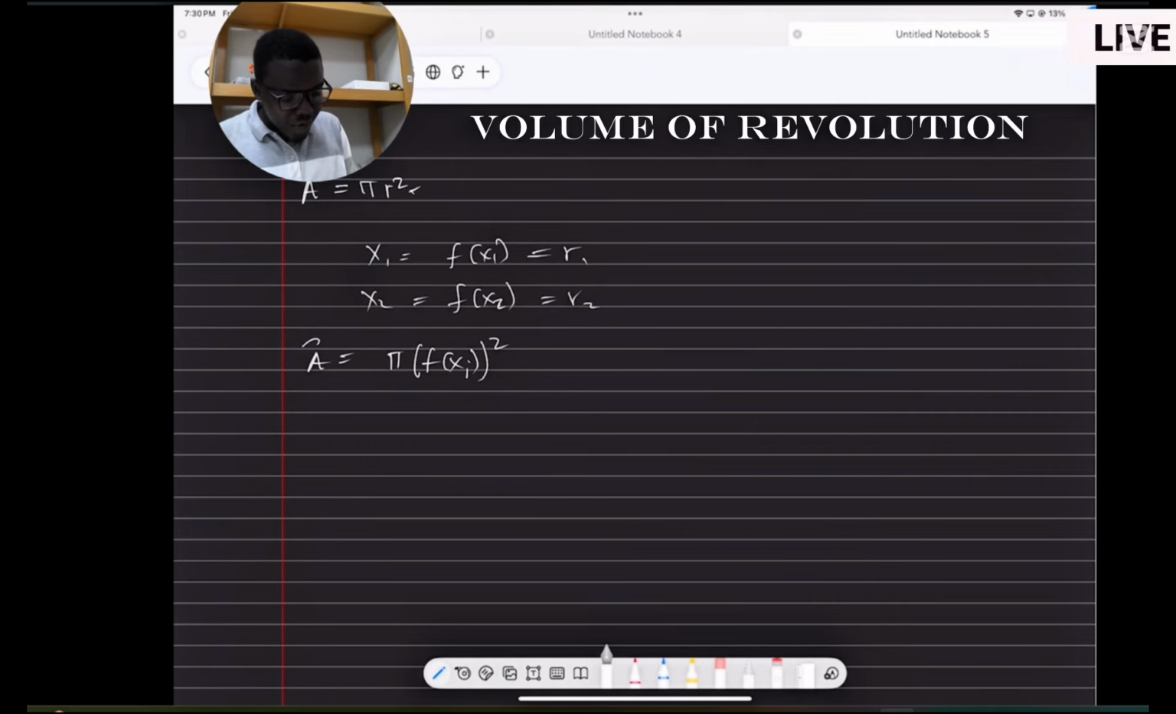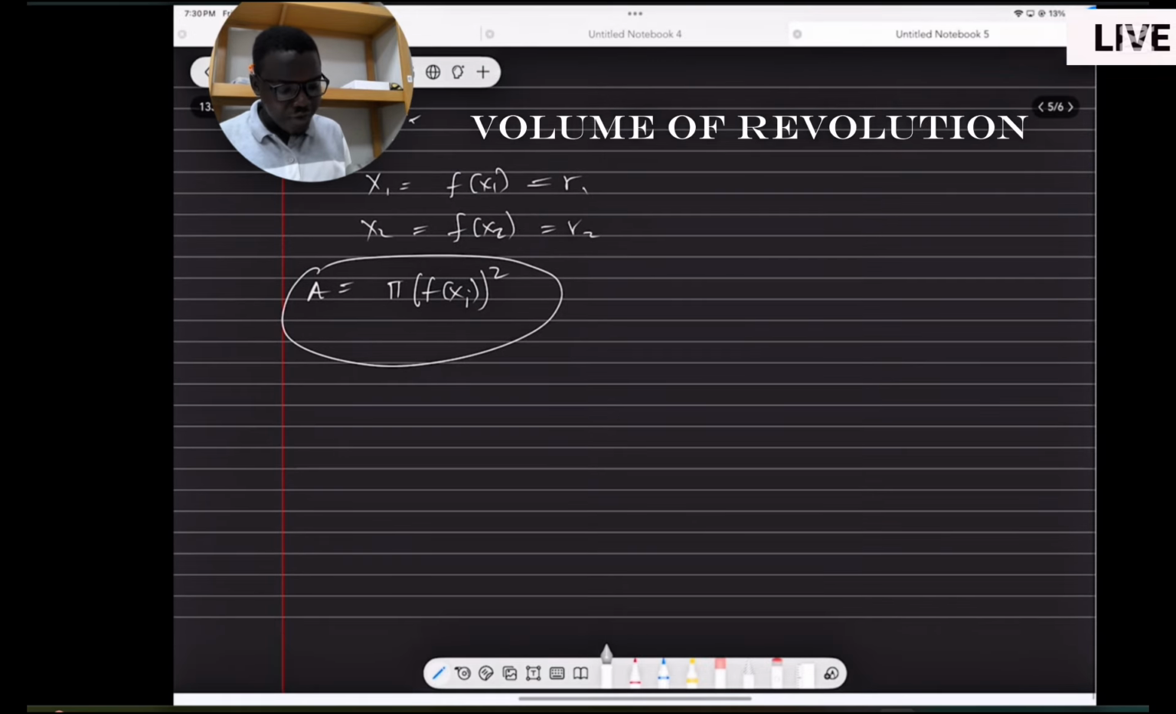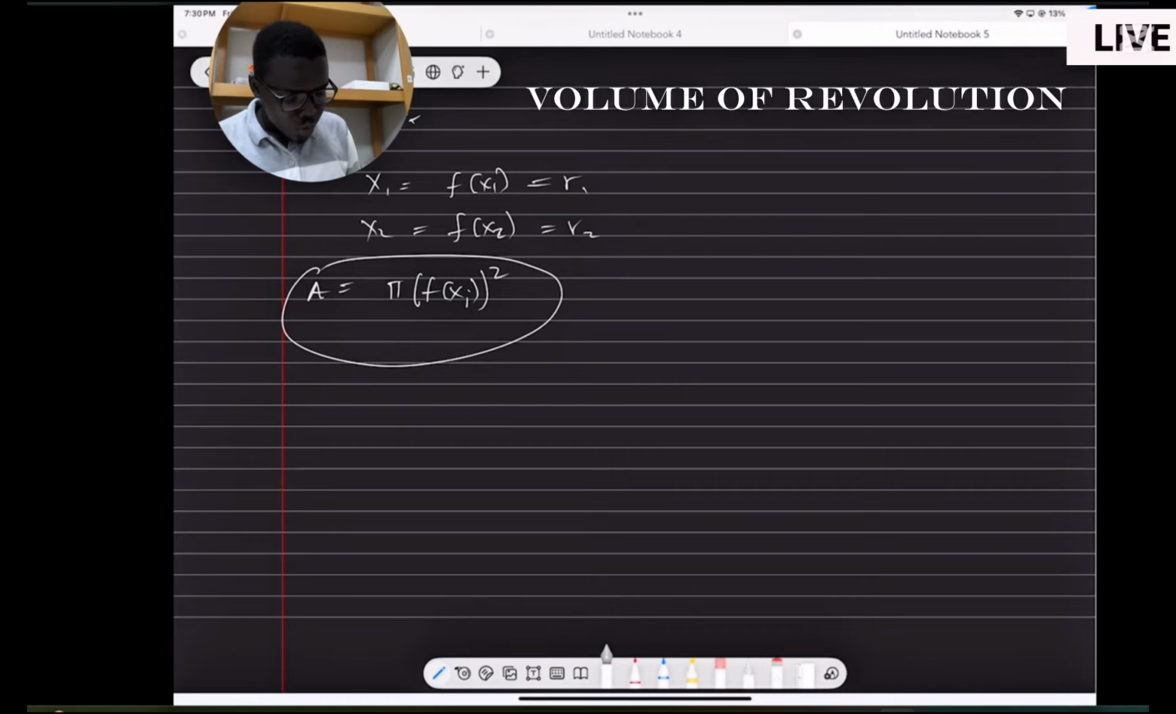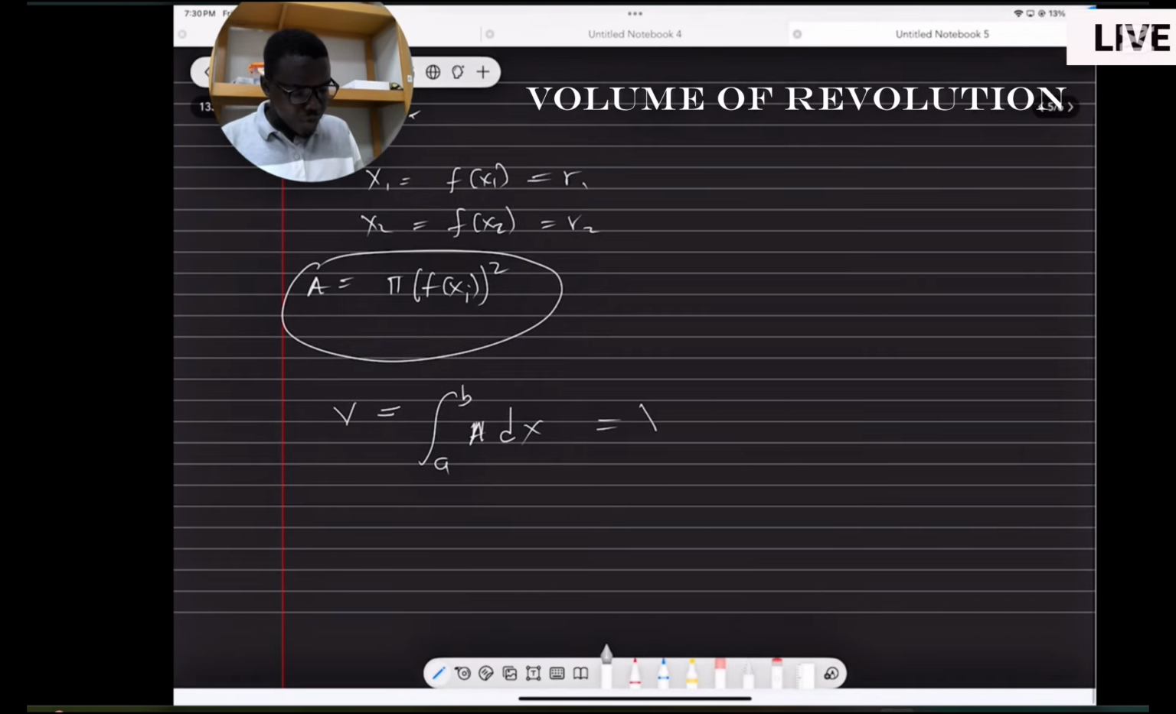Since we have our area, we can go ahead and find the volume of revolution. How do we find the volume of revolution? We find the volume of revolution for that figure by integrating the area over the limits a to b, with respect to the variable that we are working with. So the volume of revolution is equal to the integral from a to b of pi times f of x_i, all squared, dx.